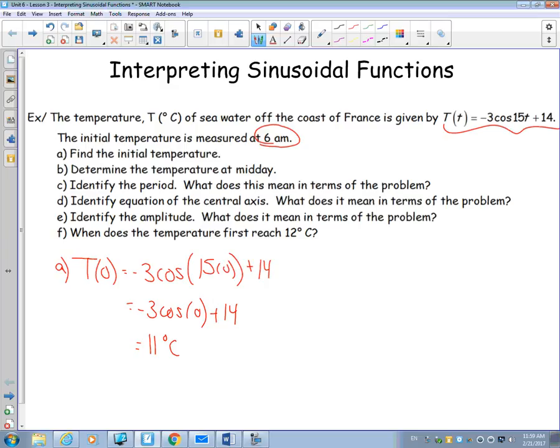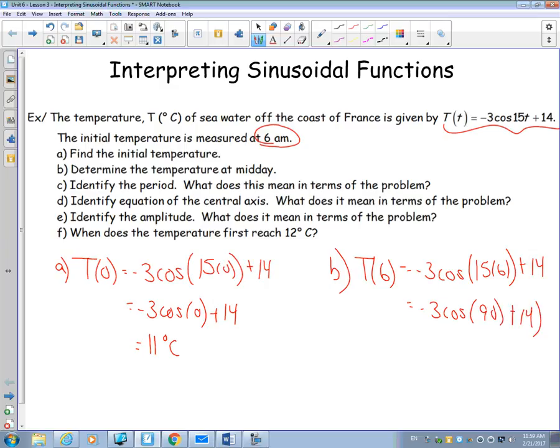And you find the temperature at midday, which should be 12 noon. So 6 hours have elapsed, so the time is 6. So same equation. We're going to do 15 times 6 this time, so it'll be 90 inside the bracket. All right, again, we can punch this into our calculator. Oops, I don't need a bracket over there. Get rid of that. And we should get 14 degrees Celsius. So as the day's gone on, it's warmed up a little bit.